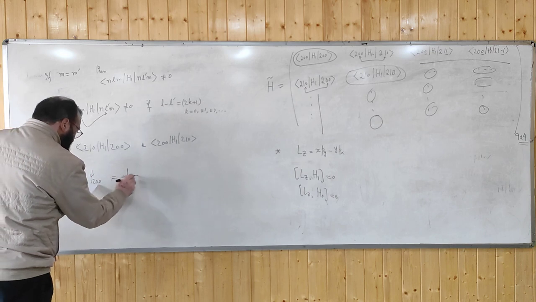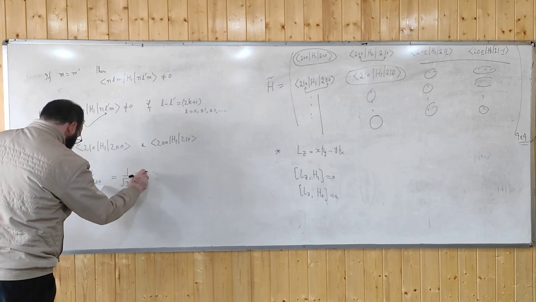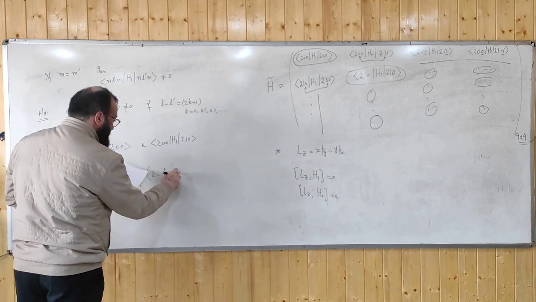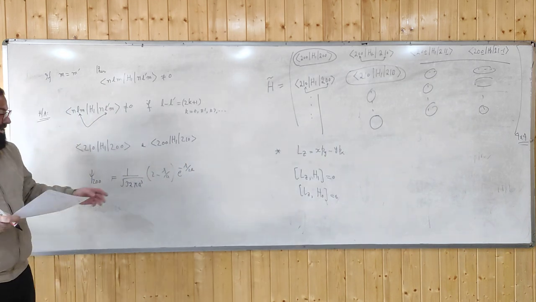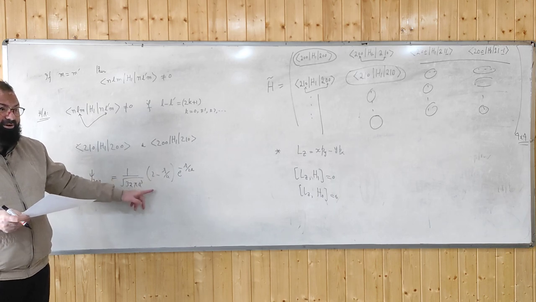So that's equal to 1 divided by root of 32 pi a cube, (2 minus r by a), e raised to power minus r by 2a. So you should not say r goes to minus r. It is in the spherical polar coordinates.